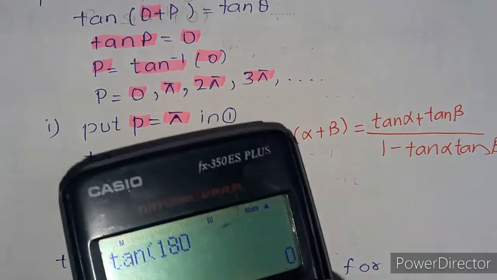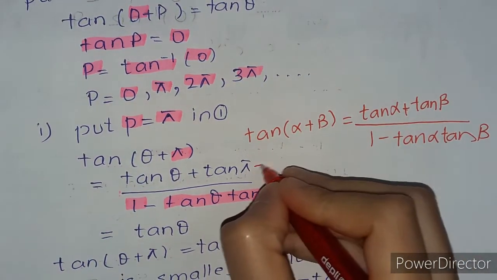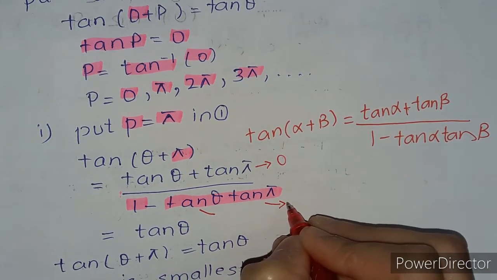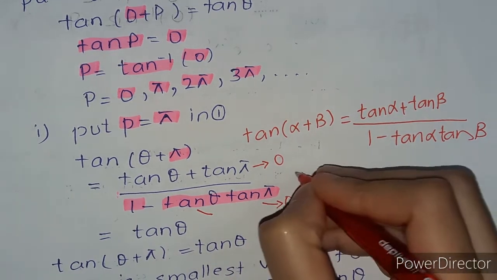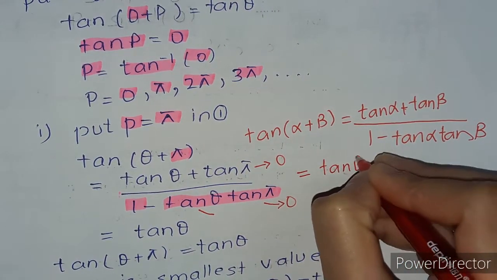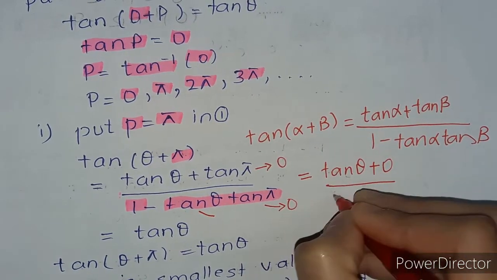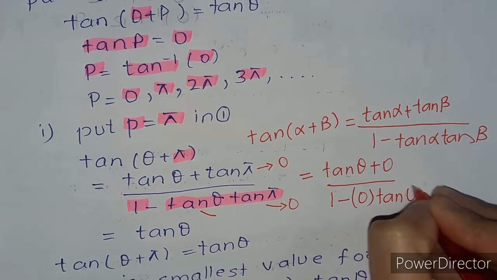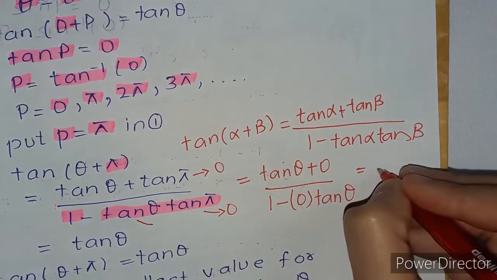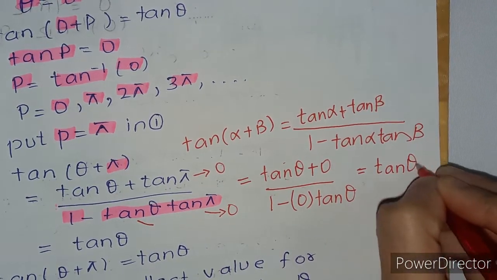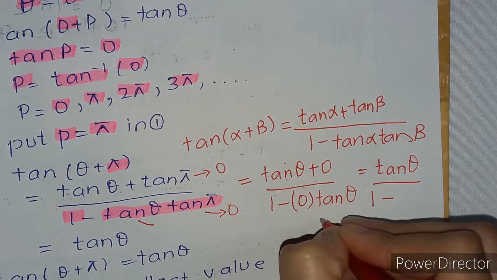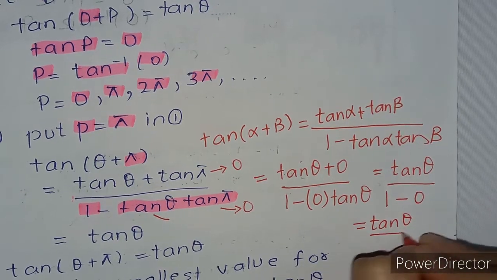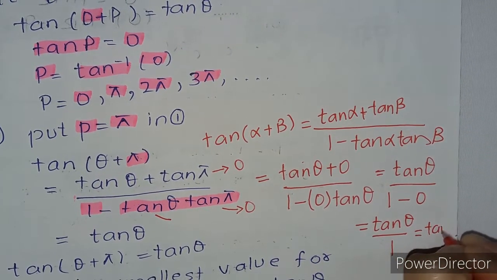Now tan 180 is 0, so this whole becomes 0, and tan 180 is also 0, so this whole becomes 0. We are left with tan theta plus 0 divided by 1 minus 0 into tan theta. So 0 plus any number is that number or that value. Tan theta divided by 1 minus, here this whole becomes 0, so 0. So it is equal to tan theta divided by 1, and it is equal to tan theta.